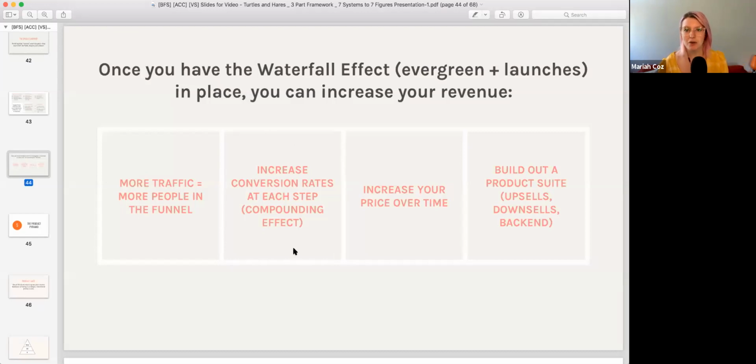So imagine that we looked at your funnel or we looked at your live launch and we went in and we increased the conversion rate at each step. So we increase the conversion rate of your opt-in page. We increase the conversion rate of your webinar. We increase the conversion rate of your sales page. We increase the conversion rate of your checkout page. If you increase the conversion rate at every single step, it has this compounding effect where all of a sudden you're seeing multiples of a better result because you've increased the conversion rate at every single step.